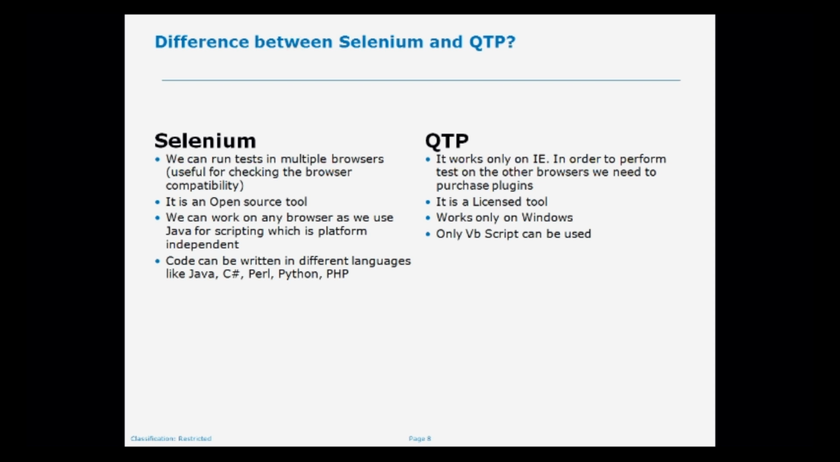It supports Mac also, right? So when it comes to QTP, it only supports Windows. Then the different languages. You can use Java, C#, Perl, Python, PHP, any language. But when it comes to QTP, you have to use only VB scripting. Even if the application is built on Java, you have to use only VB. There is no other option.